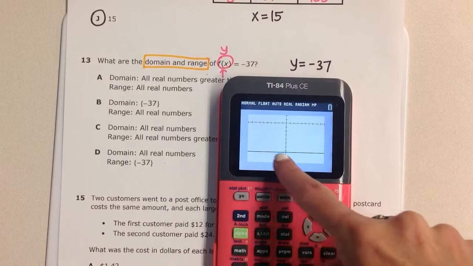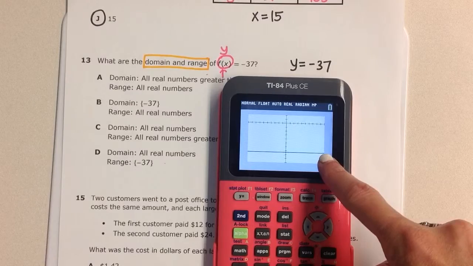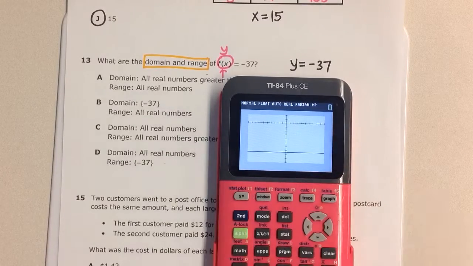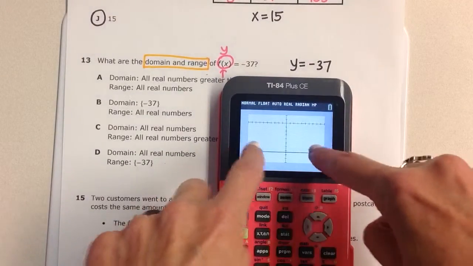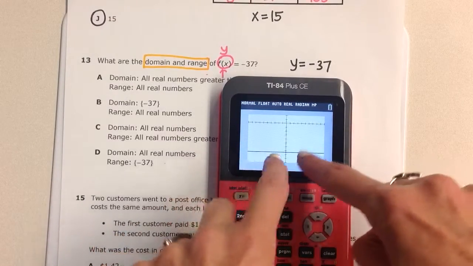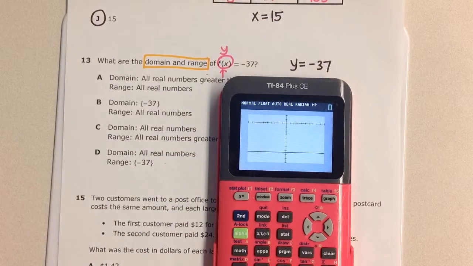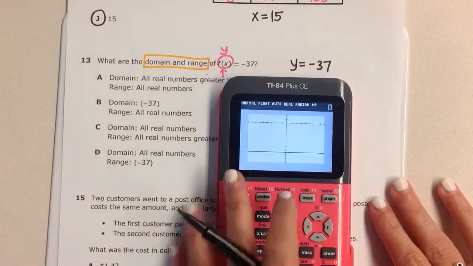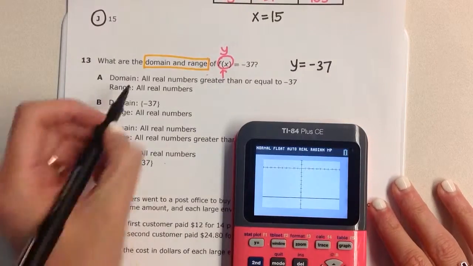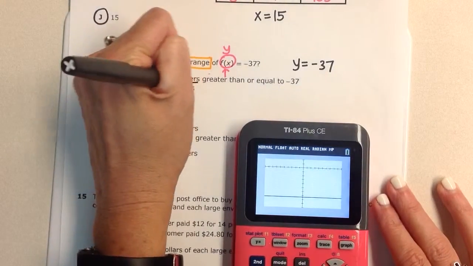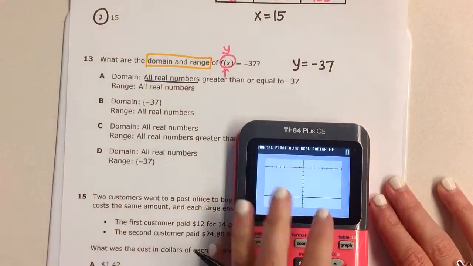What I'm seeing is a horizontal line. And in my calculator, I know that there are arrows on both ends because it's going forever. Now, I need to figure out if this is discrete or continuous. They did not tell me that I am leaving out any x values, or that what I'm counting only requires whole numbers. They just gave me an equation. So I'm going to assume that I am using all real numbers. Now let's look at A. A says all real numbers, but it says greater than or equal to 37.